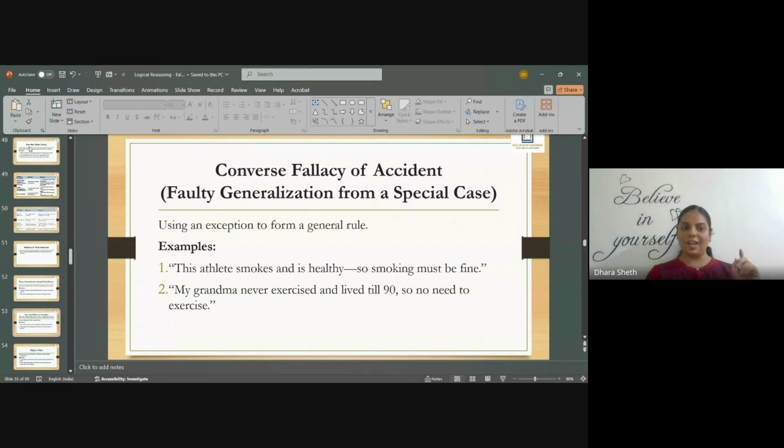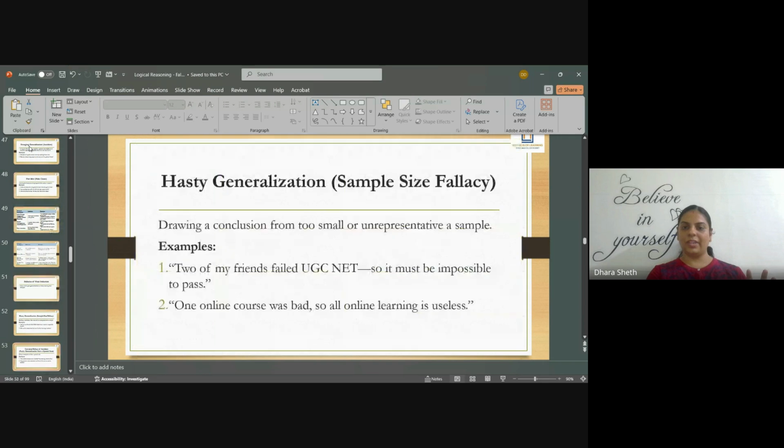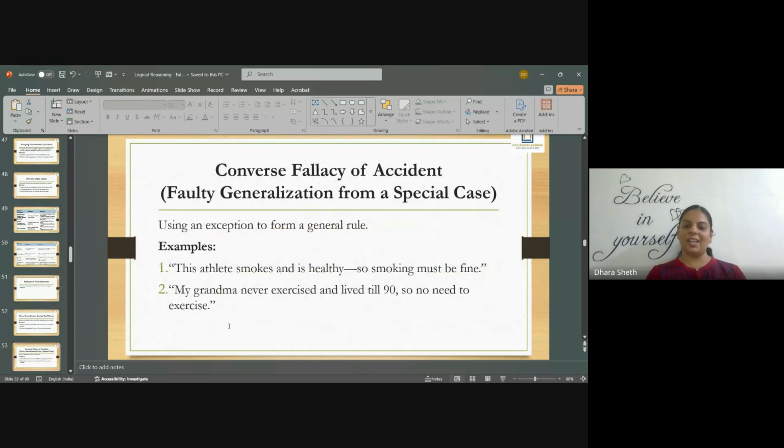Now, we saw the fallacy of accident here somewhere. Sweeping generalization. Applying a general rule so rigidly that exceptions where the rule does not fit are also not considered. Now here is the opposite of it. Faulty generalization from a special case. Using an exception to say that the opposite of that rule is right. Using an exception to form a general rule. This athlete smokes and is healthy, so smoking must be fine. My grandma never exercised and lived till 90 years of age, so there is no need to exercise.